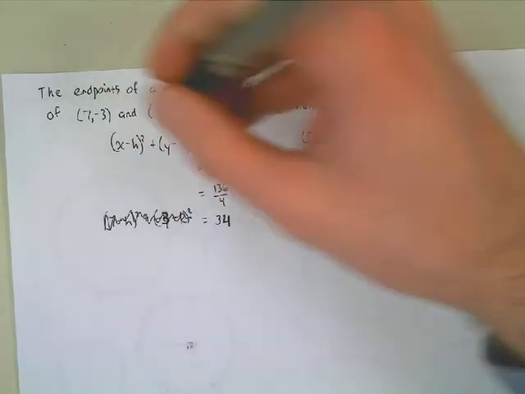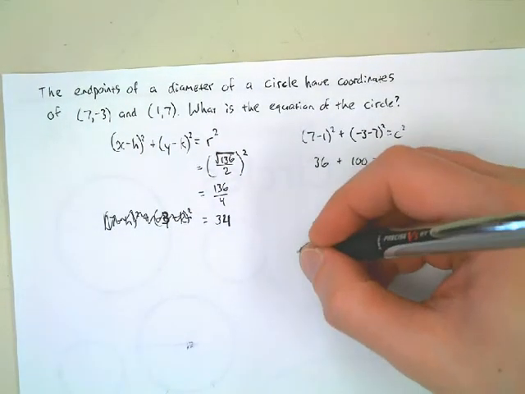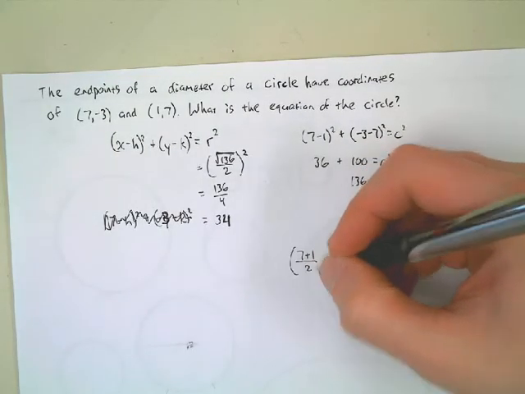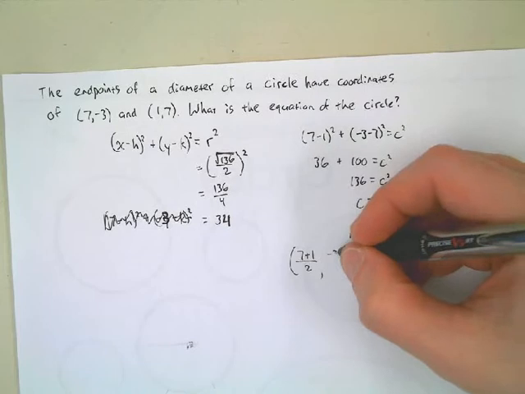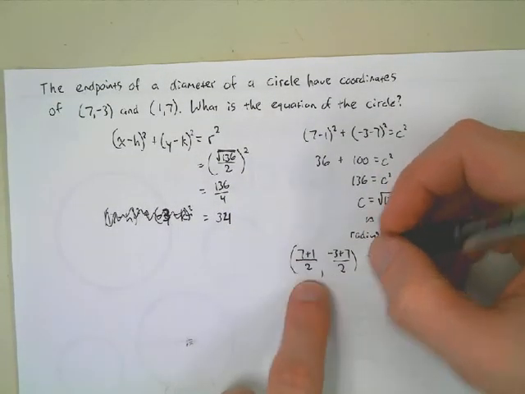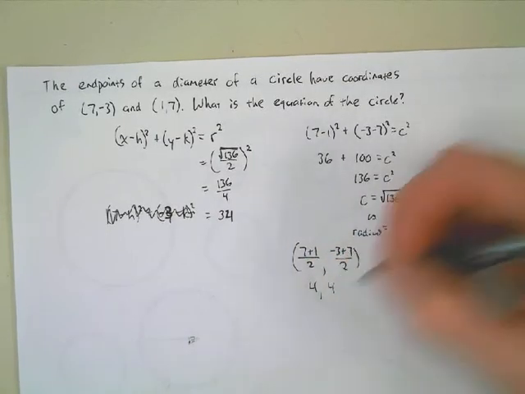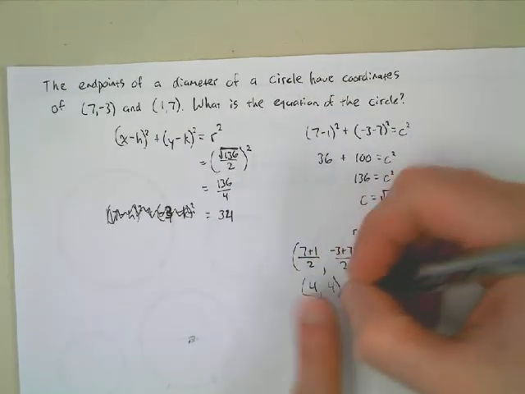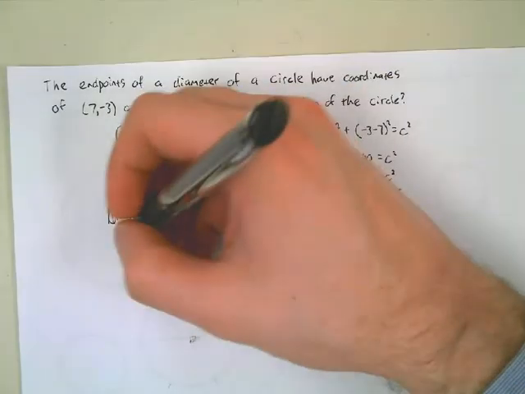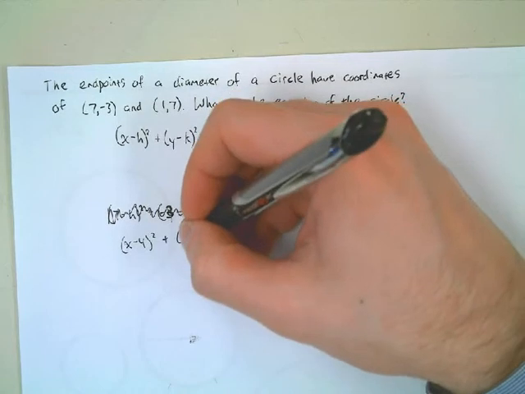Let me just do it this way with the midpoint formula. We can do 7 plus 1 divided by 2, which is 8 divided by 2, which is 4. We can do negative 3 plus 7 divided by 2. Negative 3 plus 7 is 4, divided by 2 is also 4. So the coordinates of the center are 4, 4. Actually all we have to do there is find that midpoint. So x minus 4 quantity squared plus y minus 4 quantity squared equals 34.